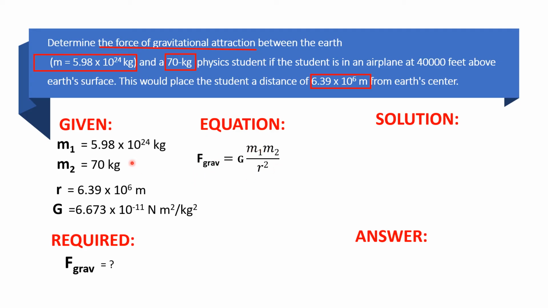So, we just have to substitute this given to the equation. So, solution, we have the force of gravitation is equal to 6.673 times 10 raised to negative 11 Newton meter squared per kilogram squared, the value of G, multiplied to the 5.98 times 10 raised to 24 kilogram mass of the earth, and multiplied to 70 kilograms mass of the student, divided by the r, which is 6.39 times 10 raised to 6 meter and then square.